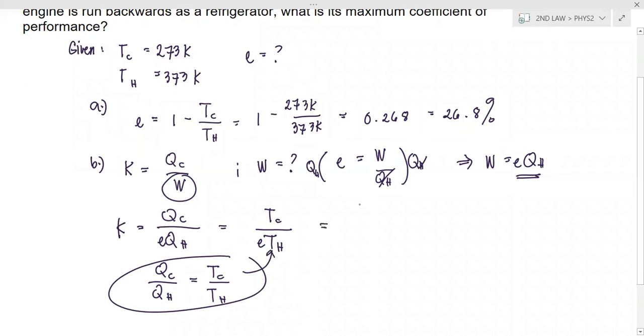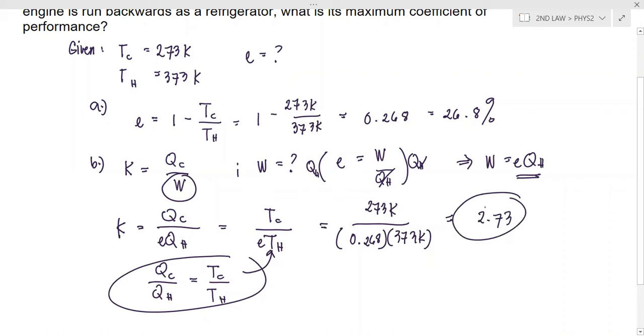So substituting now the values, we have 273 Kelvin over our efficiency, which we will write in decimal, not in percentage, times 373 Kelvin. This will give us 2.73. Now this is our coefficient of performance. This is for B, and then this is for A.